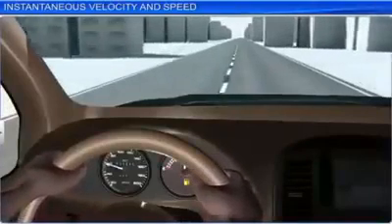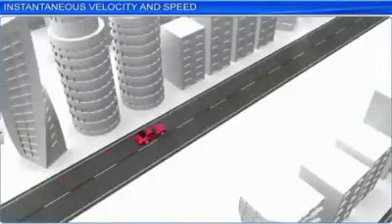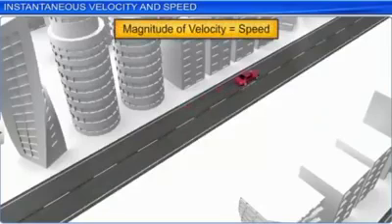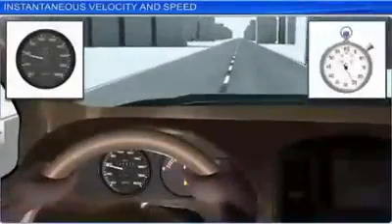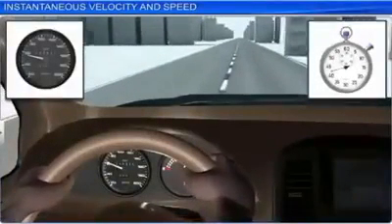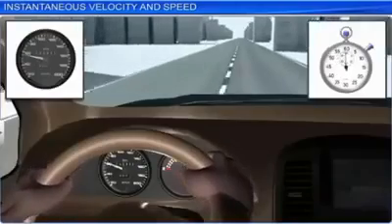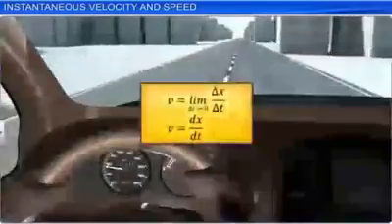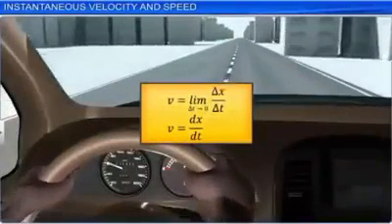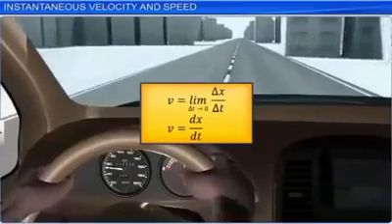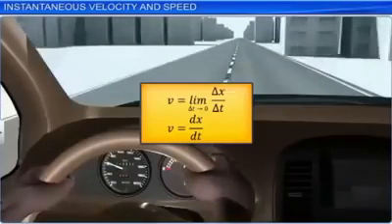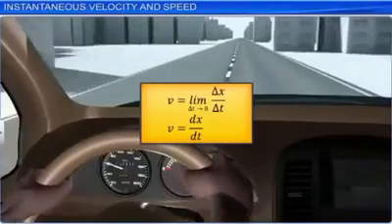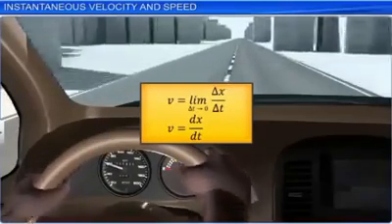When a body moves in a straight line, the magnitude of its velocity is equal to its speed. The speedometer reading gives the instantaneous velocity at that particular moment. What is instantaneous velocity? The velocity at an instant, or instantaneous velocity, is defined as the limit of the average velocity as the time interval, delta t, becomes infinitesimally small.